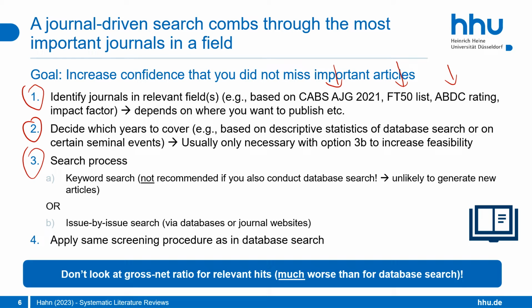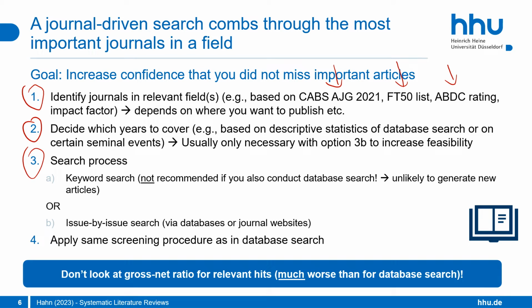Next would be the search process. You could actually do two things here. First would be to again go for a keyword search. Usually you can apply keywords also to specific journals, either in the databases or on the journal websites. However, I actually do not recommend you do a keyword search here again, because you already did that with a database search. So it's really unlikely that you generate new hits by applying the same keywords just to specific journals, and that's what you actually want to do.